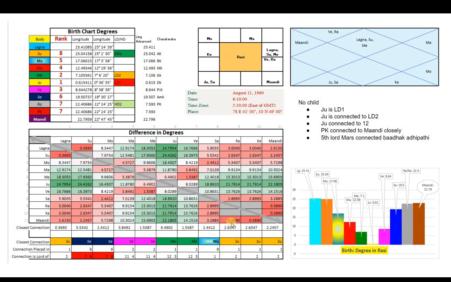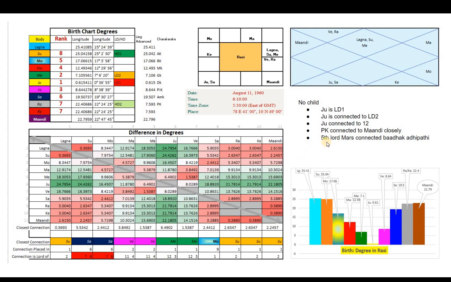But you can see the red marks, and you can immediately tell that even Saturn is quite close to the Putra Karaka. So those are bad. In fact, there are a lot of red items here for the Putra Karaka, which is a blemish. Of course, a good planet nearby should be okay.